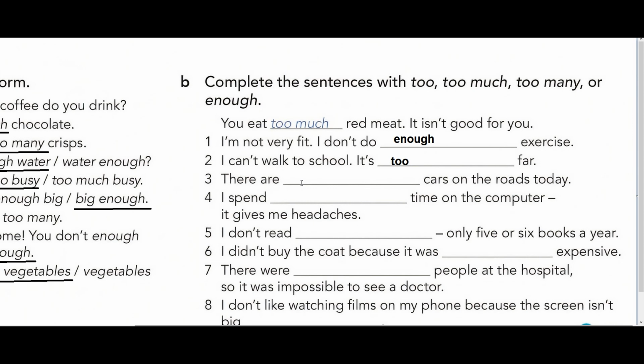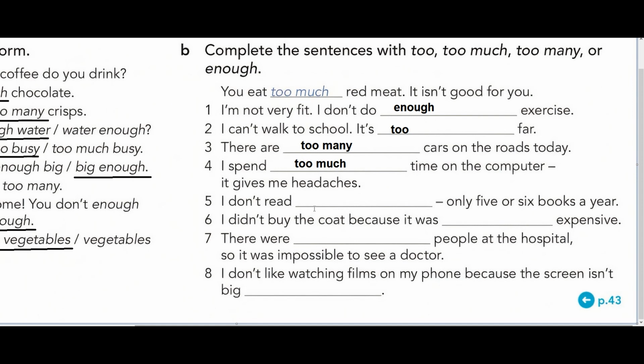Number 3, there are too many cars on the roads today. It's easy, cars, countable, so we use too many. Number 4, I spend too much time on the computer. It gives me headaches, so it's a negative thing. We use I spent too much time. Time is uncountable, so it's too much.